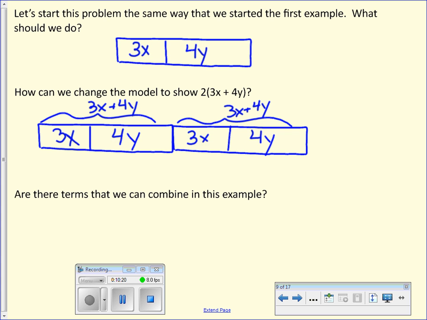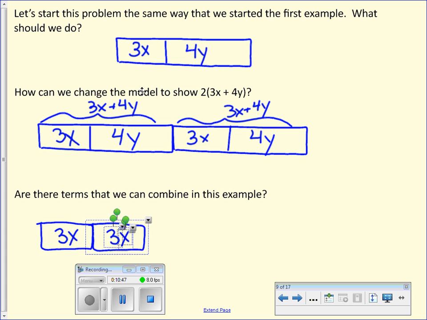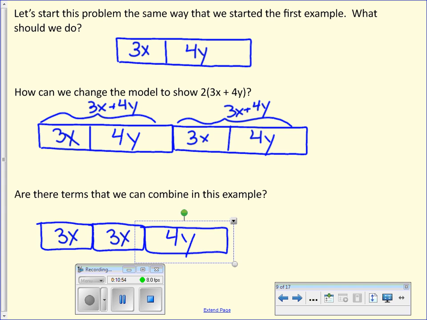Let's play the matchy-matchy game. Let's rearrange these so that we have our x's together, and so we have our y's together. So here I have a 3x, but I have 2 of them. And here I have a 4y, but I have 2 of them.